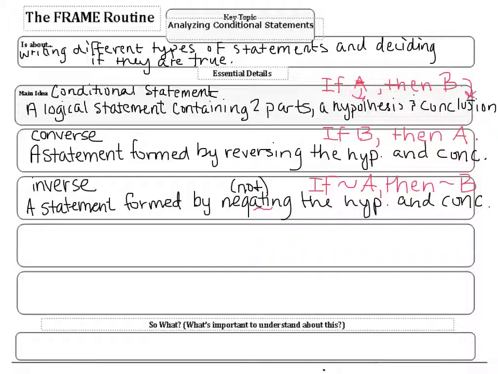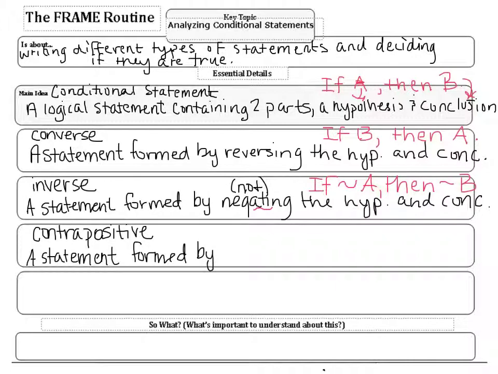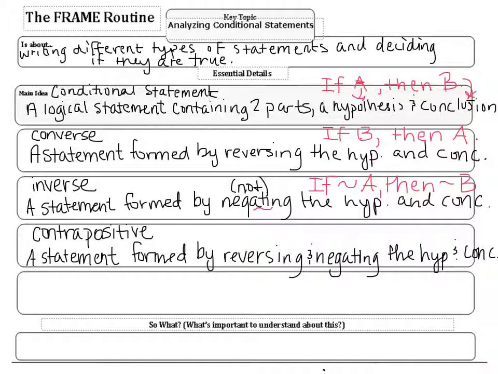We can also make, from an if-then statement, the contrapositive. So the contrapositive, again, is a statement formed by reversing and negating. So we're going to switch them around and make them both the nots or the negatives. The hypothesis and conclusion. So for this one, if, now I want to switch my pieces, so I want B here, but I want to negate it. So if not B, then not A.